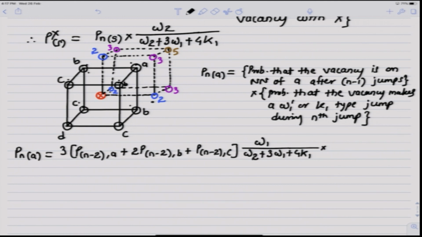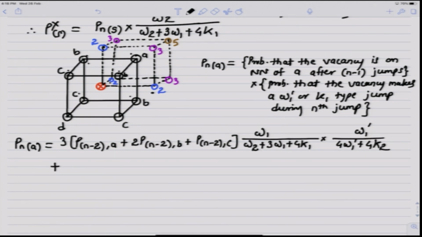So, the probability of that would be given by omega 1 prime type, and when the vacancy is on 2, it can either make a jump onto one of the 4 nearest neighbors of X, or it will make a jump onto one of the 4th nearest neighbors of X, which are not shown in this figure. So, those will be K2 type of jumps. So, the probability of omega 1 prime type of jump would be omega 1 prime divided by 4 omega 1 prime plus 4 K2.